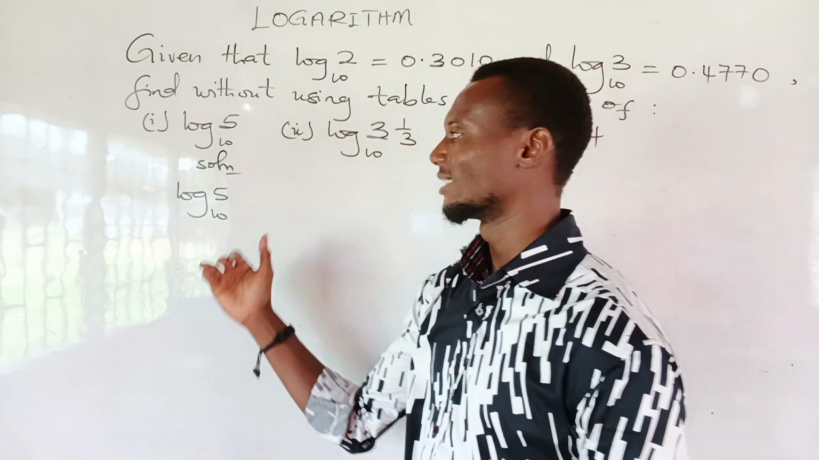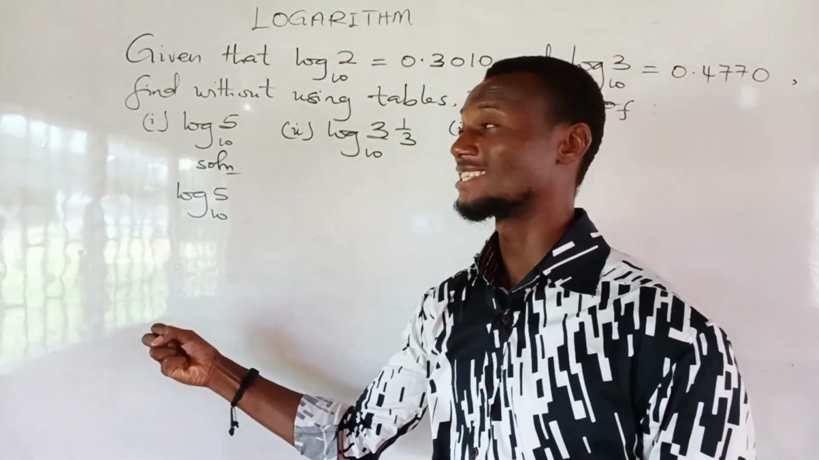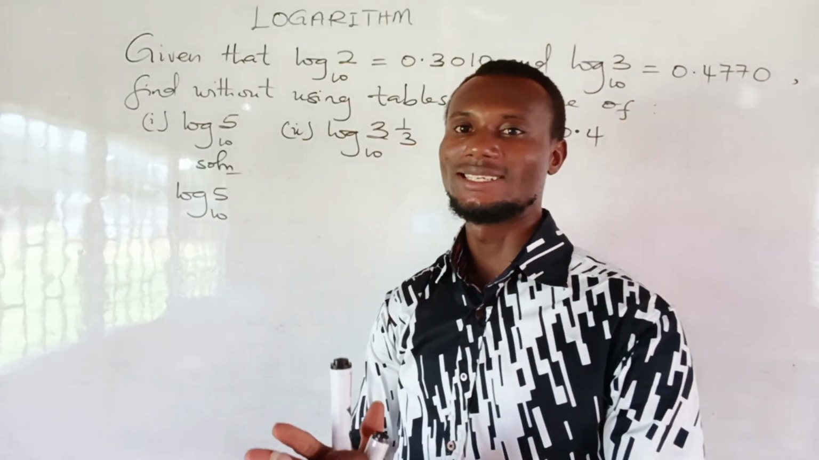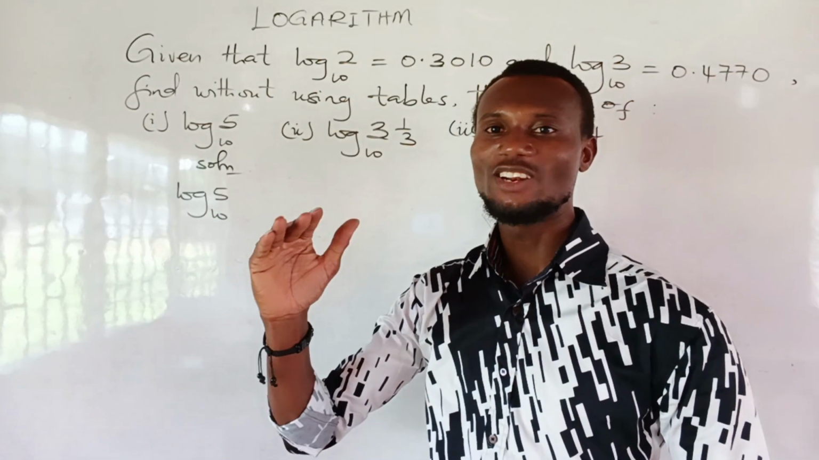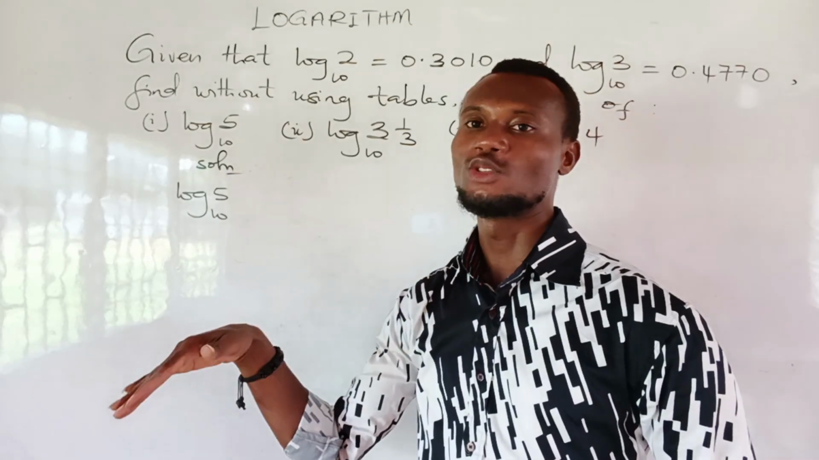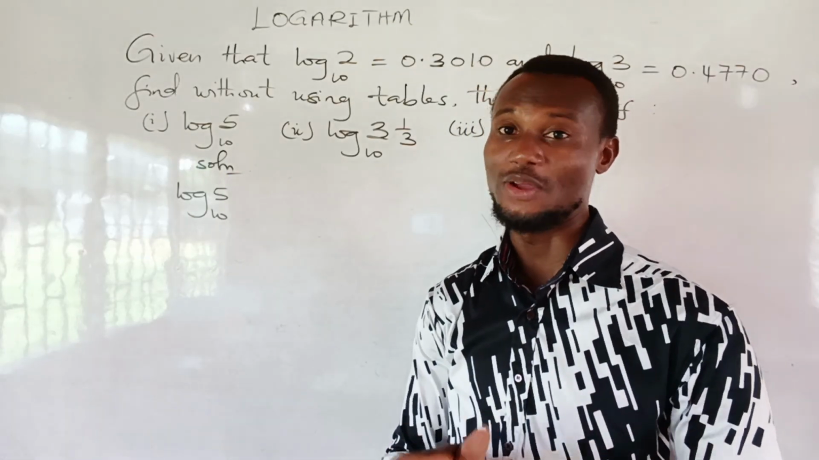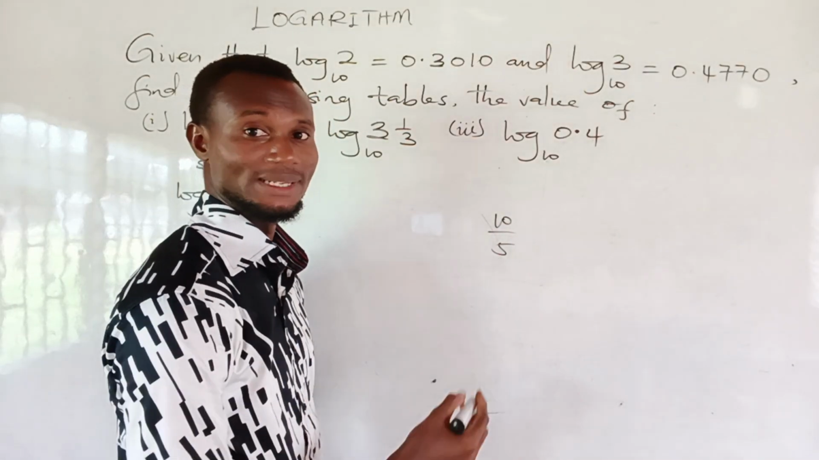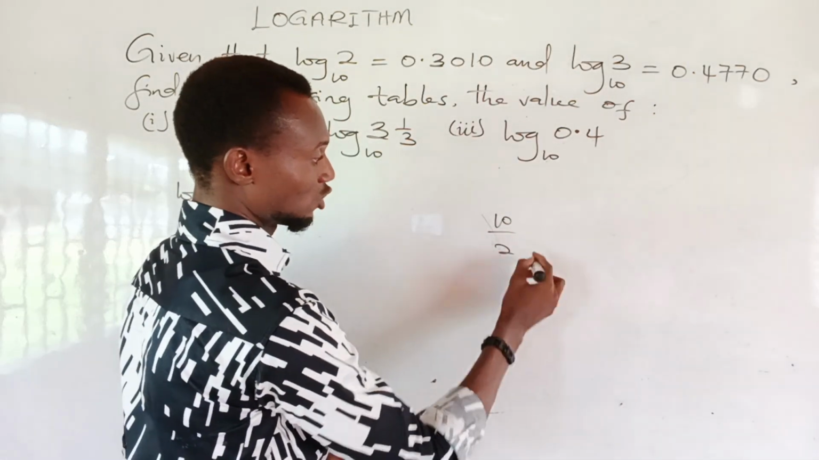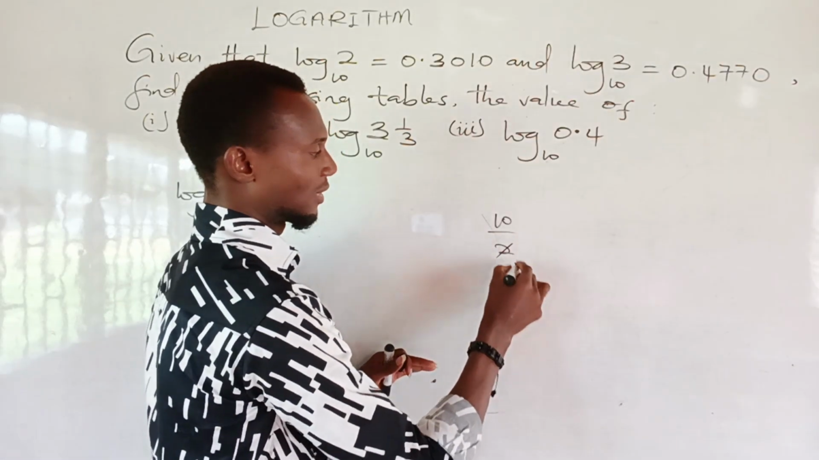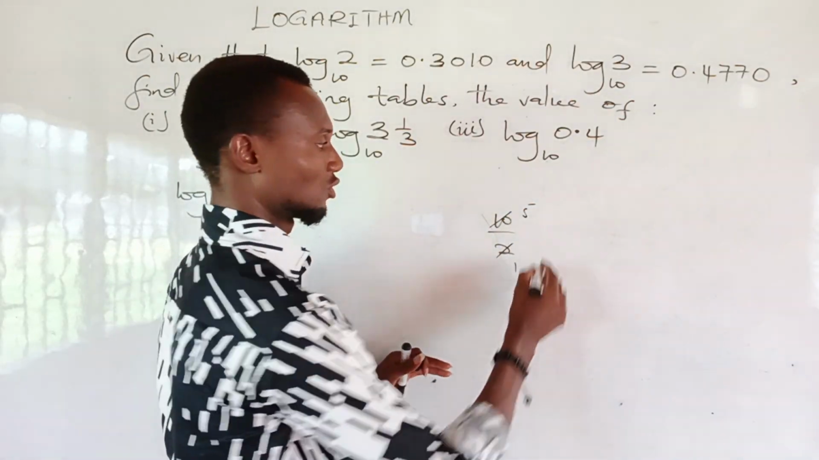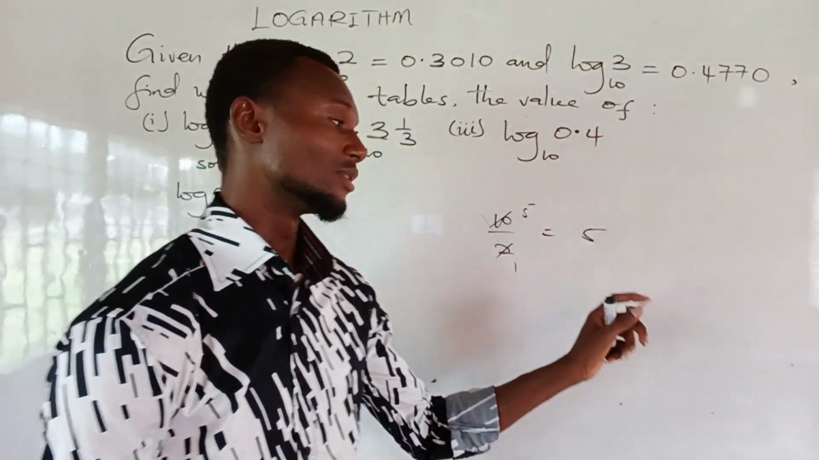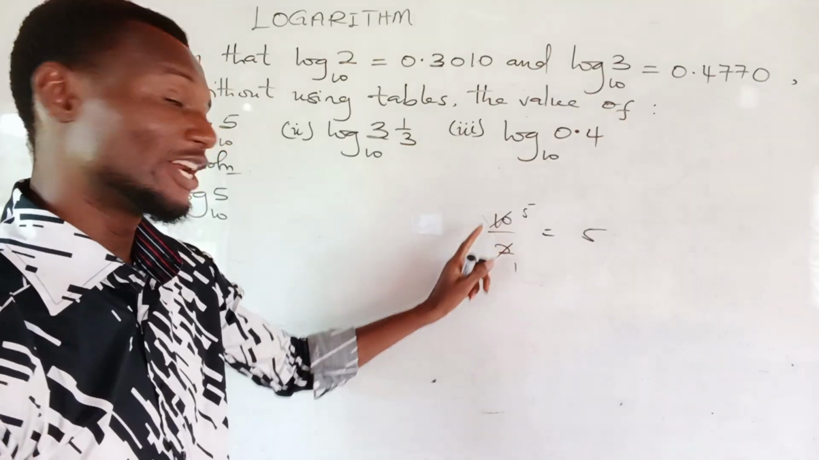And you can see that we can only write it in a form that will contain log 2 to the base 10. Because this 5, I can easily write it as 10/2, because 10/2 is 5. I hope you understand and you agree with me. When you simplify 10/2, 2 goes into 10 five times, so you are going to have 5. So instead of the 5, I'm going to write 10/2.